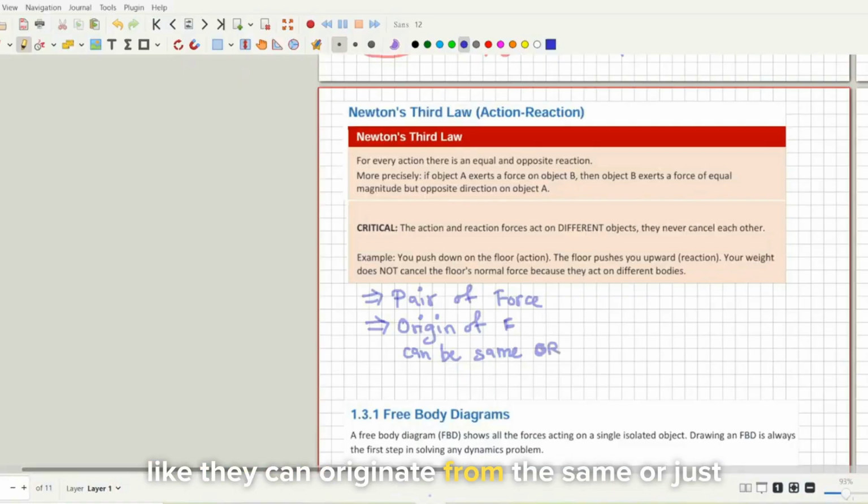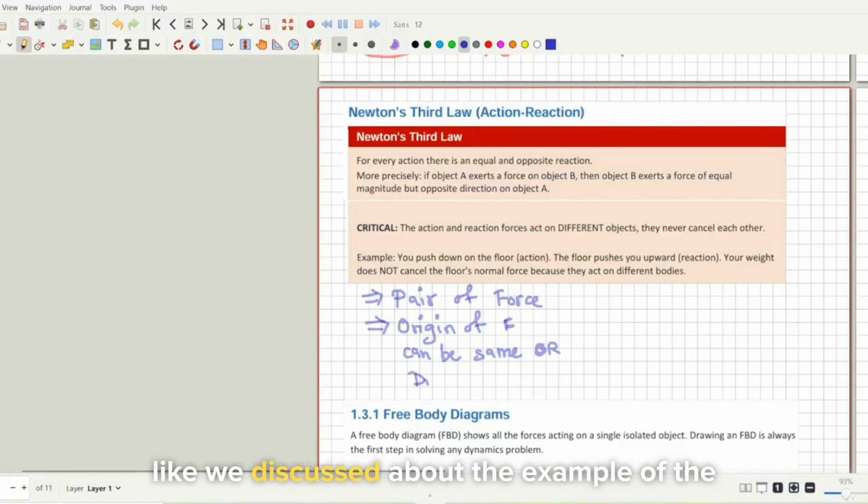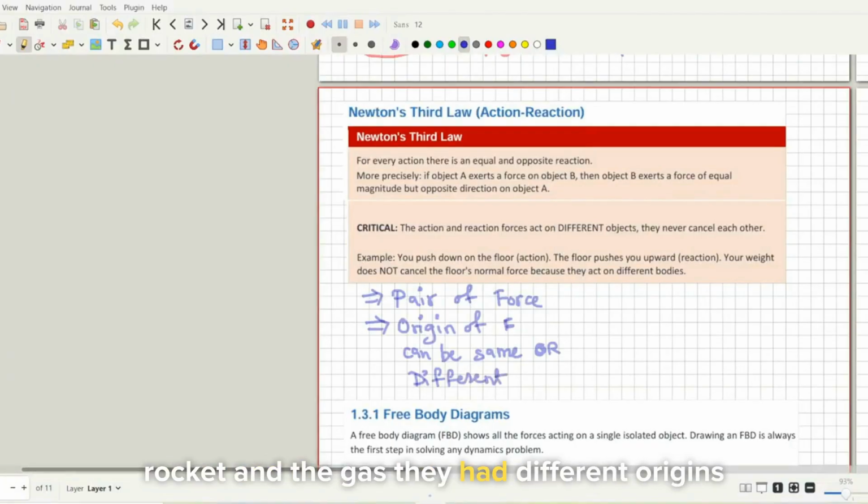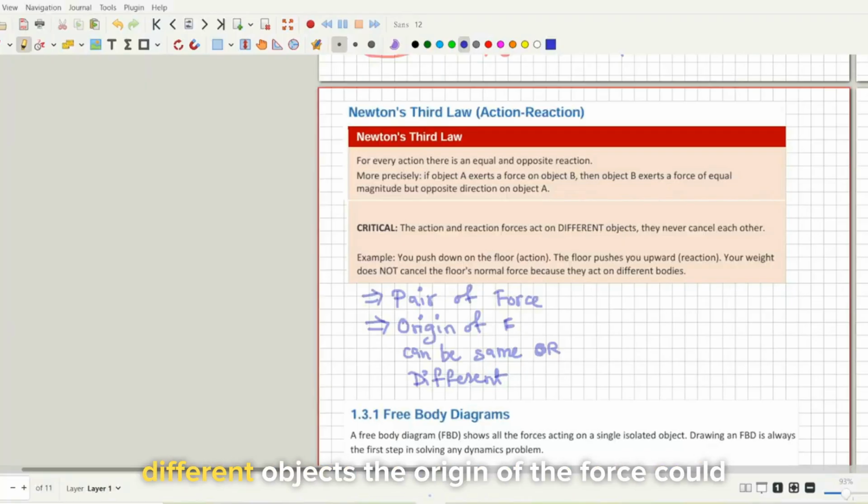They can originate from the same origin, or just like we discussed in the example of the rocket and the gas, they had different origins. Both forces had different origins, but they never cancelled each other out, and the action and reaction were given by different objects. The origin of the force could also be the same, right?